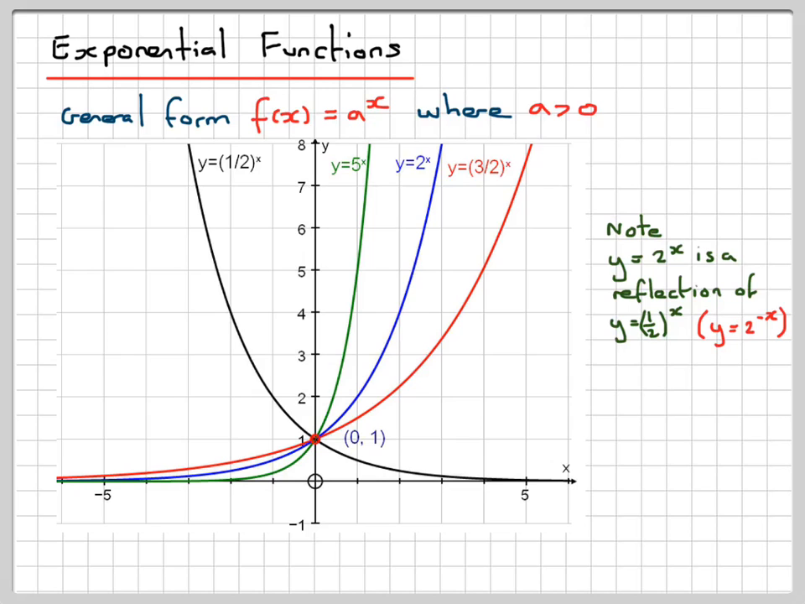So y is equal to a half to the x is the same as y is equal to 2 to the minus x. The x-axis is an asymptote. What that means is that the curve gets very, very close to the axis, but never will actually touch it, even though it doesn't look like that in the graph. If we were to zoom in here, you'd realise it was not actually touching the axis.